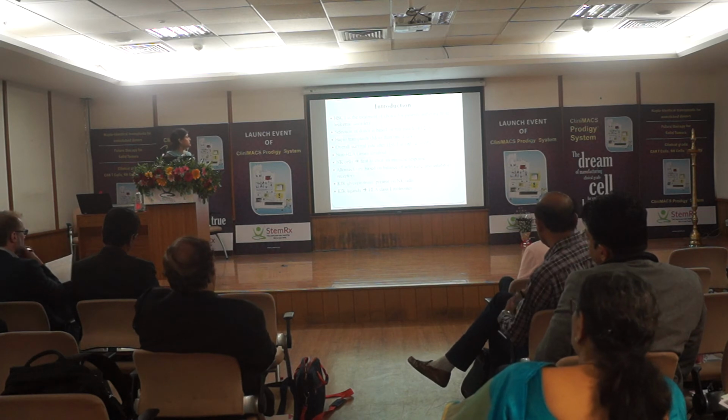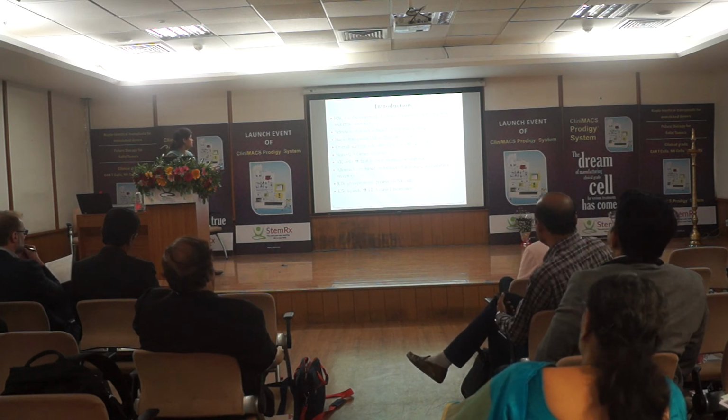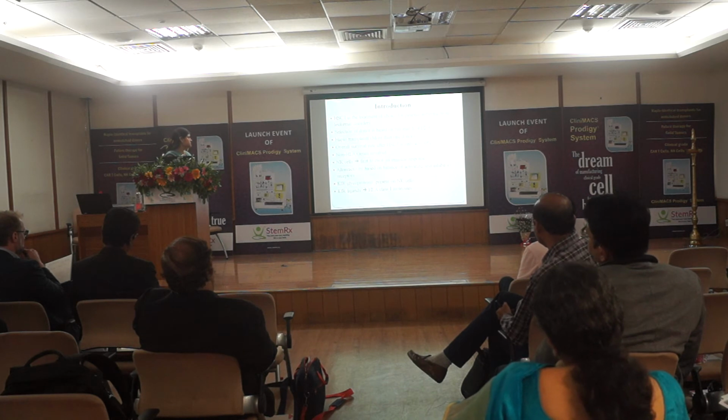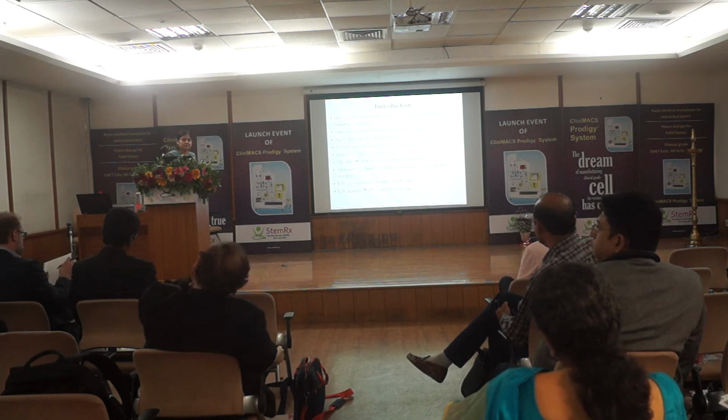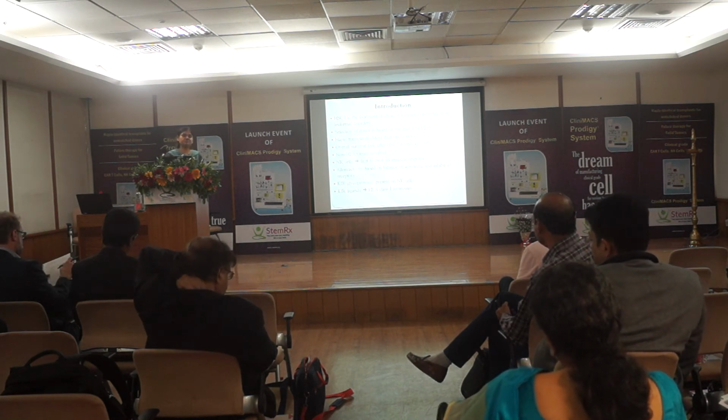The alloreactivity of NK cells is based on the balance of activating and inhibitory receptors. These are nothing but the receptors which are present on natural killer cells.